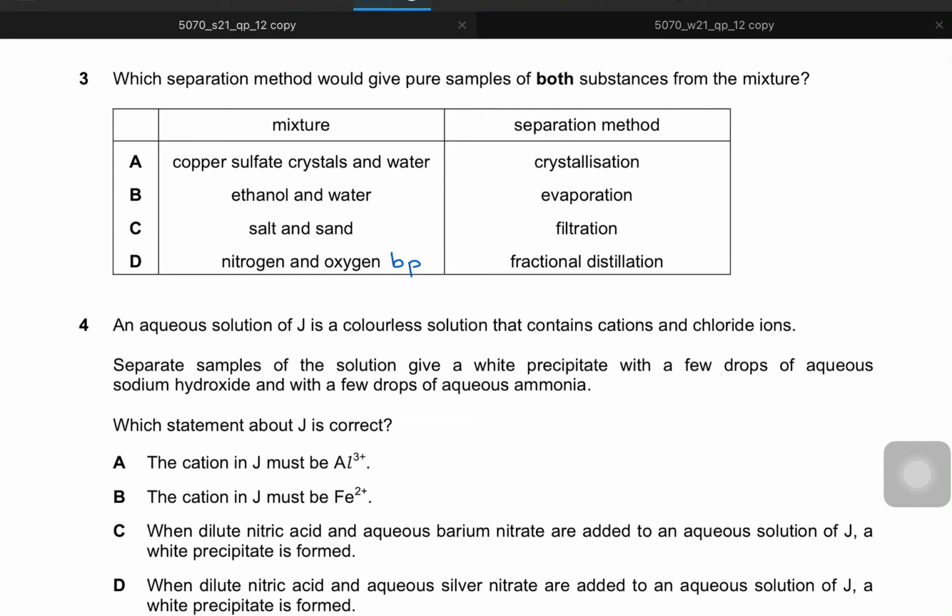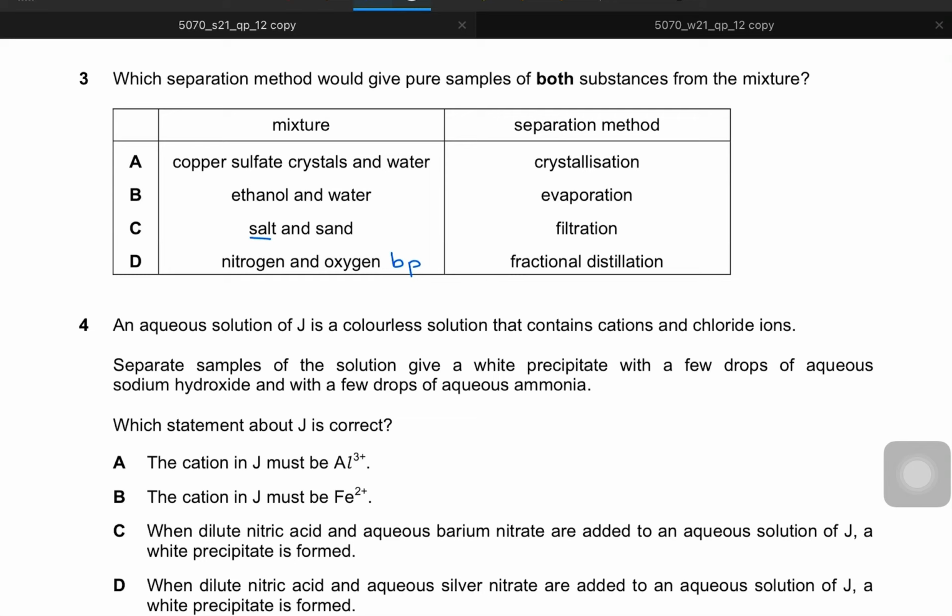The problem associated with option C is that even after filtration, there is a chance that some of the salt is going to remain on the residue. So the salt won't entirely be separated. Copper sulfate crystals and water. When you crystallize, the crystals are still having some water on them. That is known as water of crystallization. And the crystals are going to be wet, so they are not completely pure. They need pure substances, and they need the separation of both.